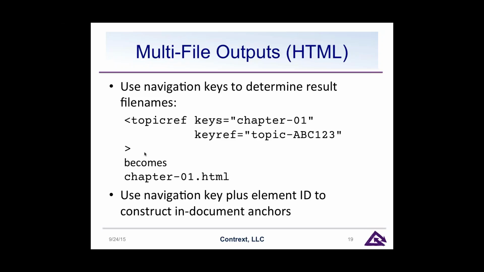Now, one of the reasons this works is because in DITA, my keys have to be unique within a map, right? So as long as I've made sure that I've done that correctly, which I should have, then I know that each of my navigation keys is going to result in a unique file name for each of the output HTML files. And then I also know that the navigation key plus the element ID for elements within a given topic is always going to be unique, right? Because if the topic key is unique, then the topic key plus the element ID must continue to be unique.